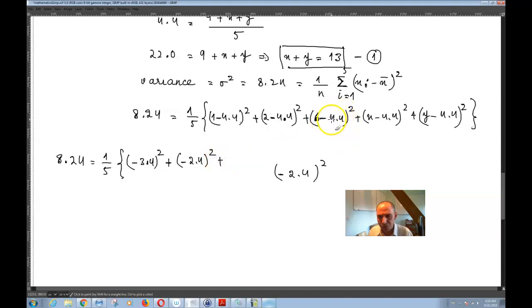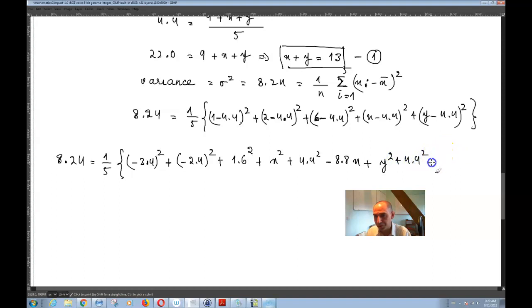And then you have 6 minus 4.4, which is equal to 1.6. So that's 1.6 squared. And then you have x minus 4.4 squared. What you can do with this part is, of course, expand it and write it as x squared plus 4.4 squared minus 2 times 4.4 times x, which is 8.8 times x, plus again y squared plus 4.4 squared minus 8.8 times y. So that is all that we have here.